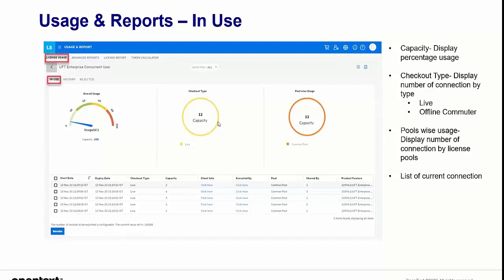The second one is checkout type. As I was mentioning, you have two types of checkout, one is live and another is commuter. It will show you how many licenses are live and how many are commuter, which have been checked out and given to you, but you are still not connected to the APLS server itself. And you will see pool-wise uses, which gives you details of connected users against each pool which has been created. That pool could be based on feature and could be based on capacity. So this is what will tell you about in-use.